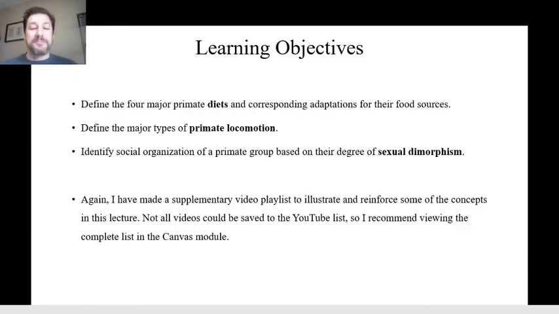So last week we talked about the different kinds of social organization, and we'll run through those quickly again today, and then look at how those different kinds of organization relate to anatomy.